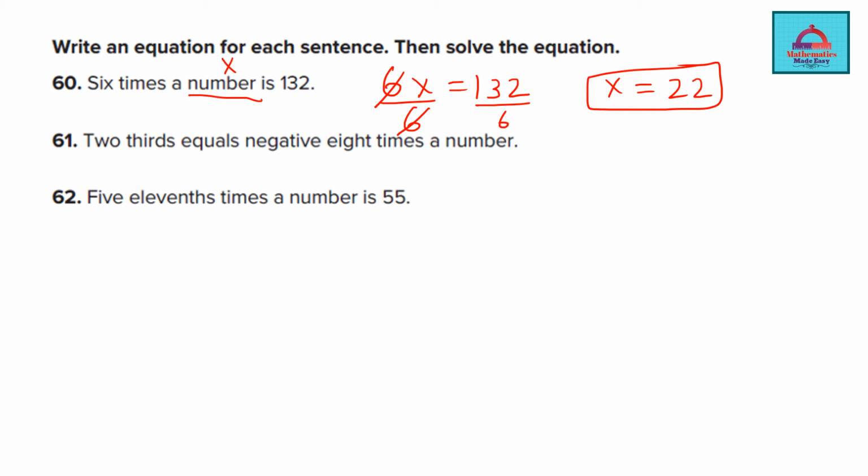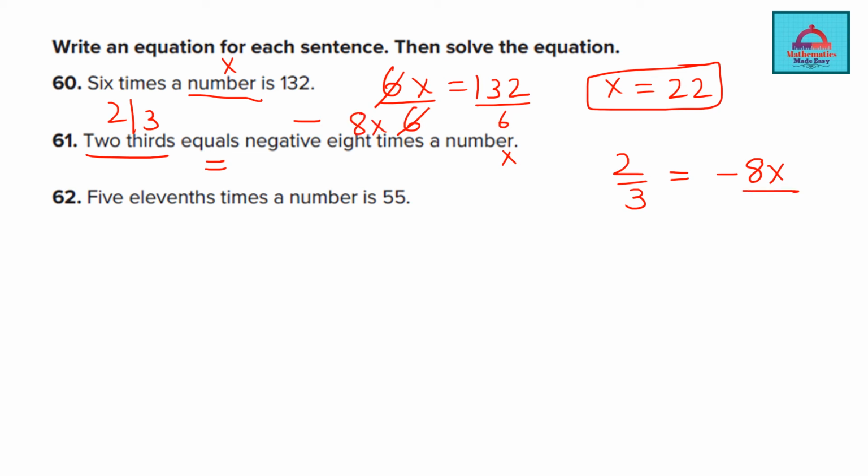2/3 equals negative 8 times a number. So let the number be x. So 2/3 equals negative 8 times a number x. So that's the equation. 2/3 is the fraction, equals is the equal to sign, negative is the negative sign, and 8 times the number.